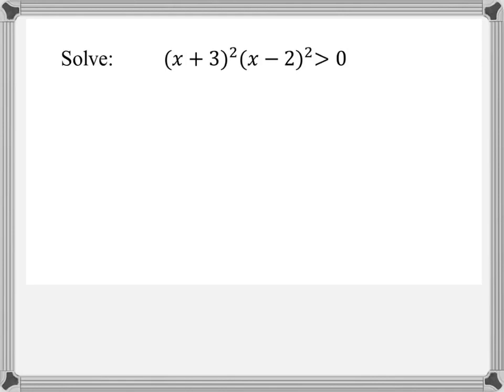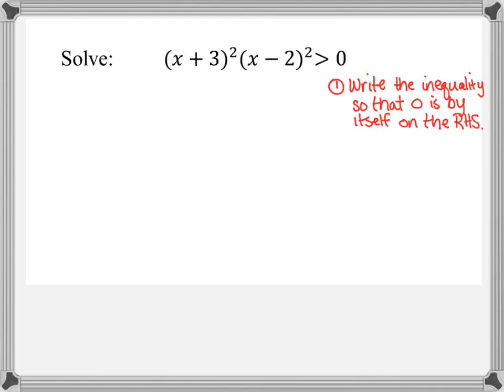Okay, so first step, write the inequality so that 0 is by itself on the right-hand side. Ours is already set up like that, so we don't need to really do anything for this first step.